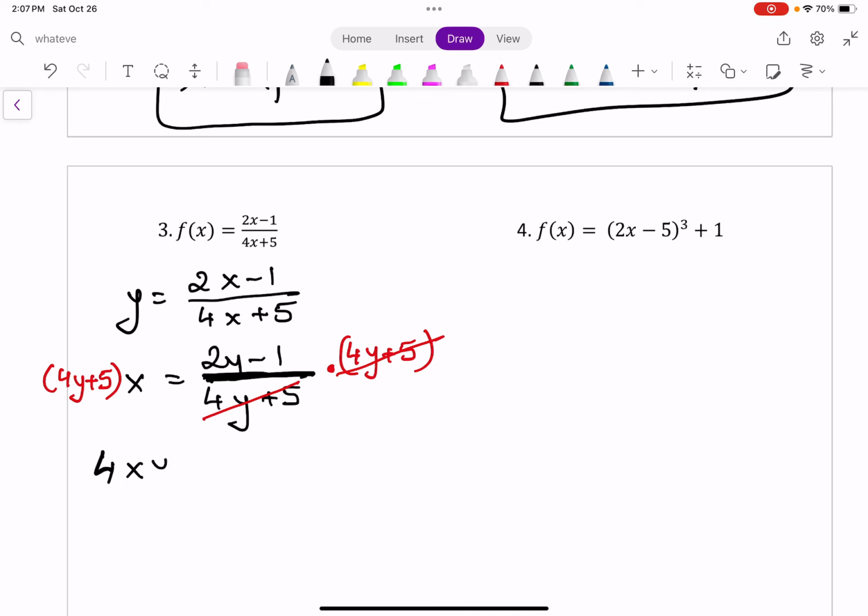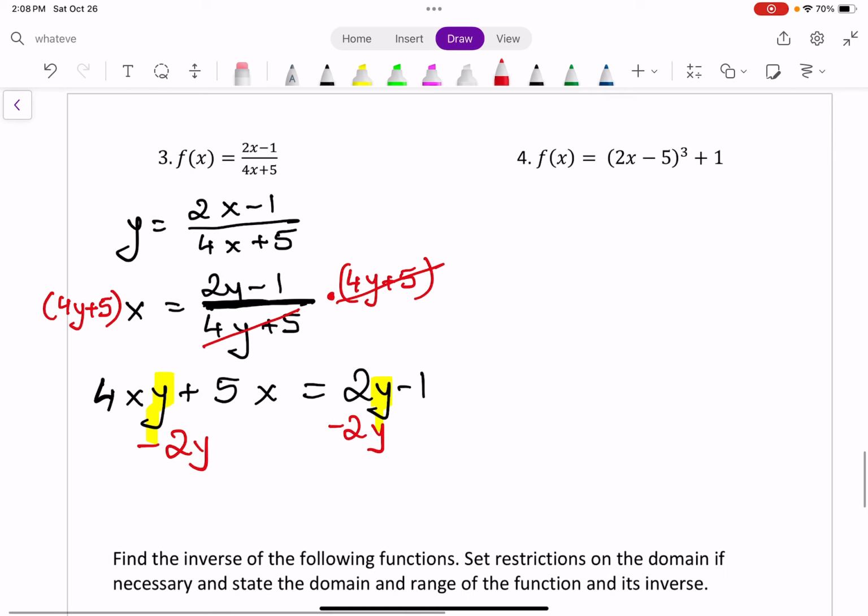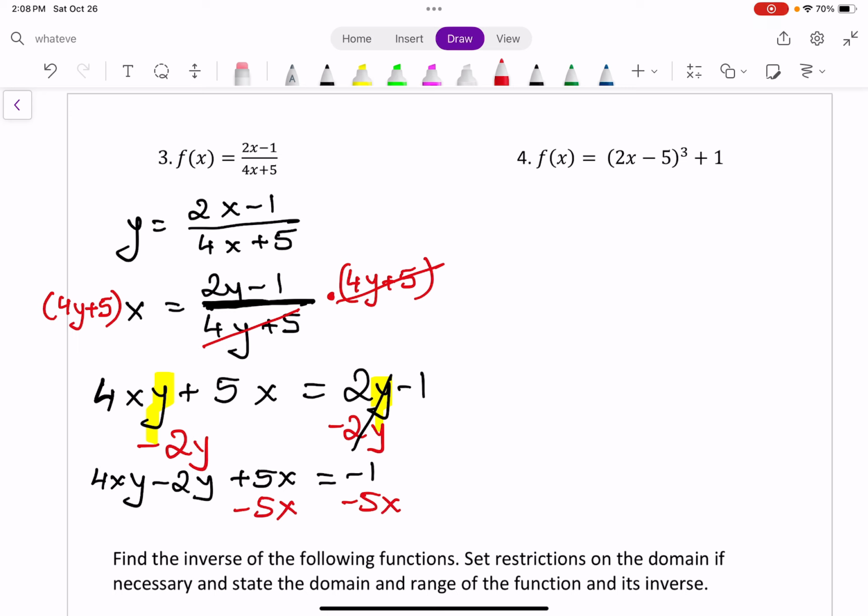So the left-hand side is 4xy plus 5x equals 2y minus 1. The denominator went away. Great. So remember, you want to solve for y, and we want the y's to be on the same side of the equal sign. So I'm going to minus the 2y over to this side, and then also I'm going to minus the 5x to the right. So I have 4xy minus 2y equals negative 1 minus 5x. The order in which I write those terms does not matter.